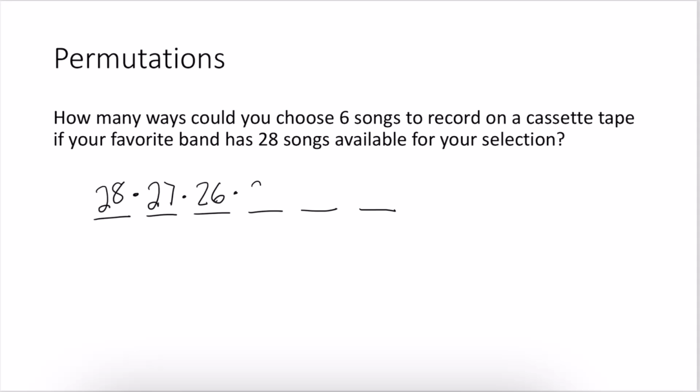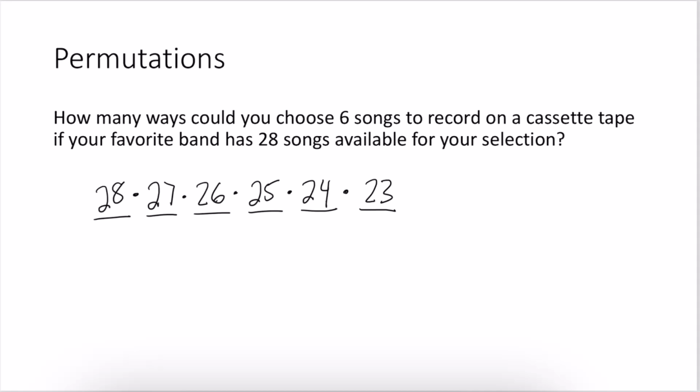The fourth one could be any of the 25 remaining songs that we haven't chosen yet. The fifth one could be any of the 24 songs that haven't been chosen so far. And the last one would be any of the 23 songs we haven't chosen so far. This pattern of decreasing by 1 is consistent whenever you're calculating a permutation, because the first choice you make impacts the next one, which impacts the next one, and so on. So if we calculate that out, we can do 28 times 27 times 26 times 25 times 24 times 23.